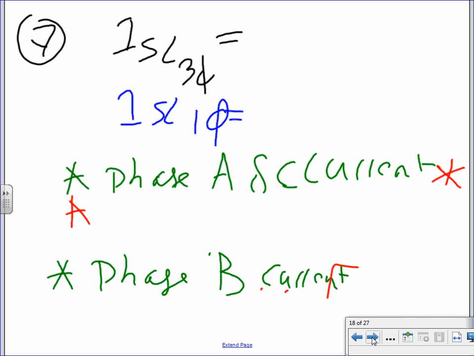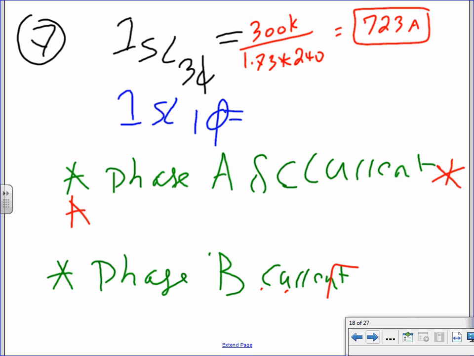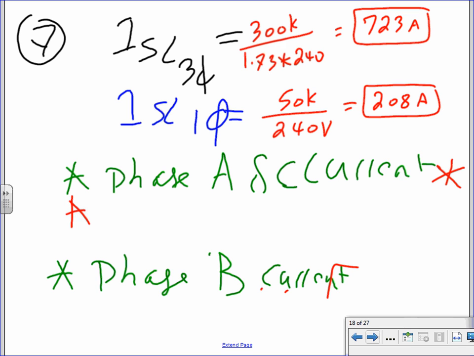Okay, let's go to the secondary. Same thing for the secondary, gentlemen. For the three phase, 300K divided by 1.73 times the secondary voltage of 240 will get you a healthy 723 amps. For the single phase, it's 50K divided by 240 volts, and that will give me a healthy 208 amps. Can you guys see that?